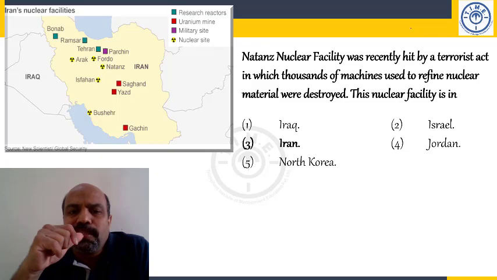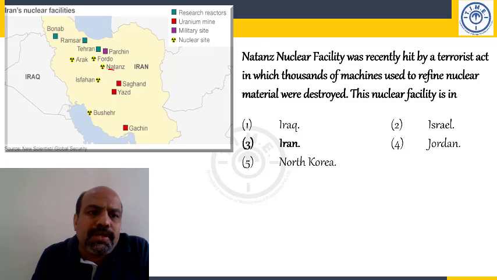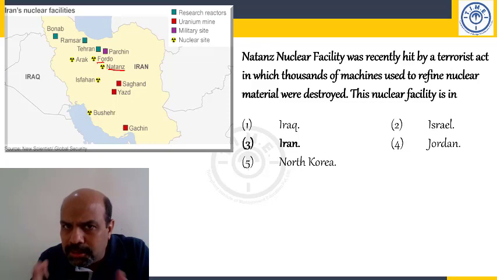Natanz nuclear facility was recently hit by a terrorist attack in which thousands of machines used to refine nuclear material were destroyed. This facility is in Iran. This is Natanz. Iran's two major nuclear facilities are Fordow and Natanz. These are the two most important ones.